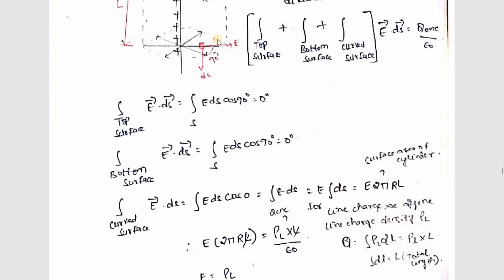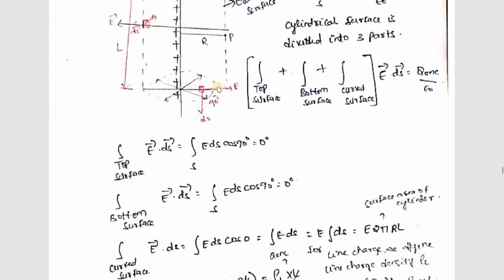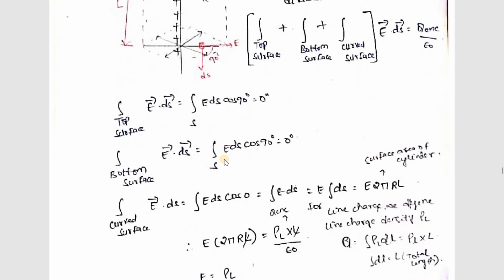Since the Gaussian surface is a cylinder, this integral of ds is nothing but the surface area of the cylinder, that is equal to 2 pi RL. Now what is the charge enclosed? For line charge we define the line charge density, that is Q is equal to integral rho L dl. So integration dl is nothing but this complete length. So we get rho L into L, that is total length. So in place of Q, we get rho L into L by epsilon naught.